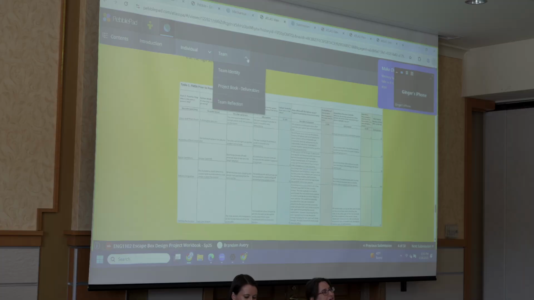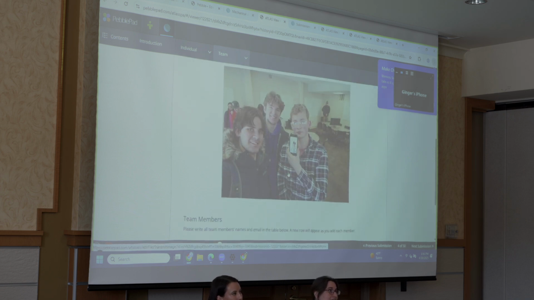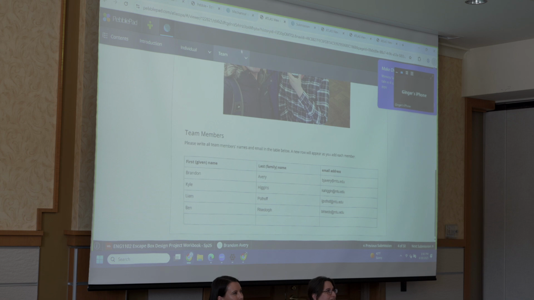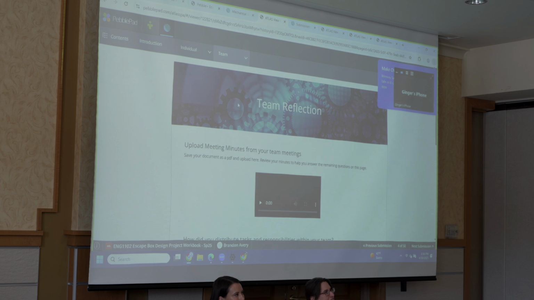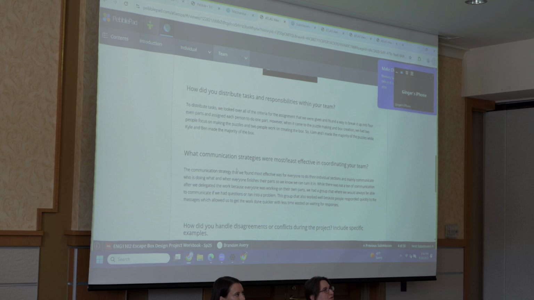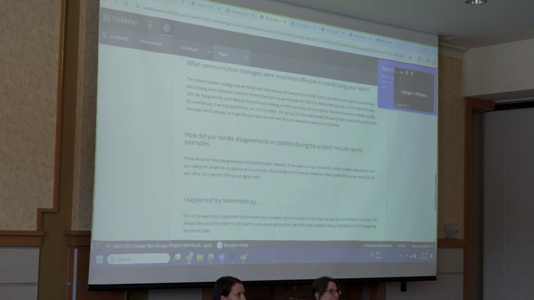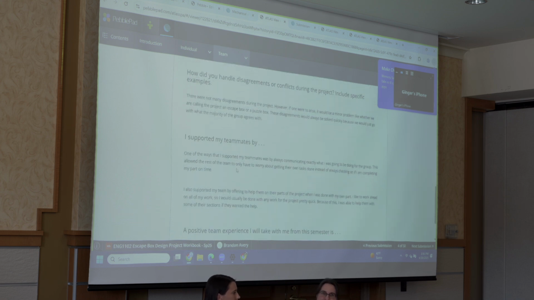But if you go to the team tab, I also added this year some things on a team reflection. These are reflection questions on who their teammates are, and then in the team reflection: what challenges you had with your team, what communication strategies you had, how you handled disagreements, and what you would take moving forward with this team. I think it's really important for them, because they're going to be working on teams their whole careers, and they need to think about what worked, what didn't work, and what they want moving forward.